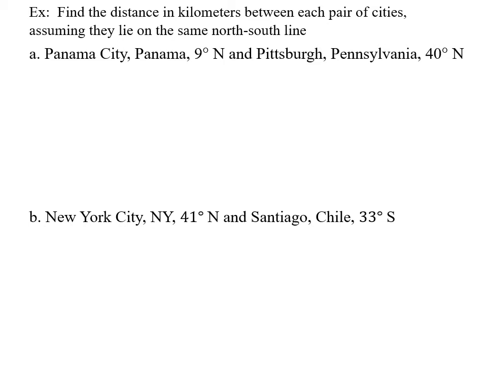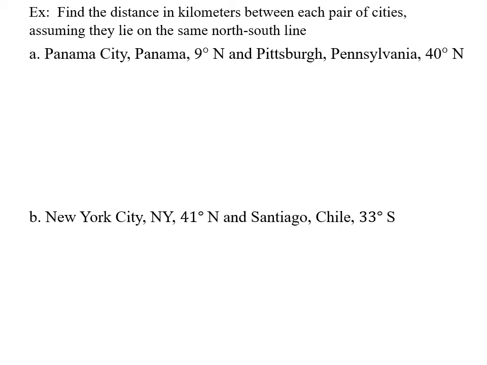And so as long as we have 2 cities that are on the same north-south line, or actually you could do it east-west as well, but we're going to do north and south, we can find the distance between them using the arc length formula. So for instance, Panama City, Panama, not Panama City, Florida, is at 9 degrees north, and Pittsburgh, Pennsylvania is at 40 degrees north. Can we find the distance between them? And the answer is absolutely.